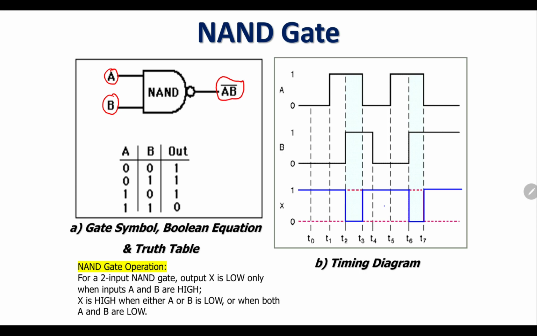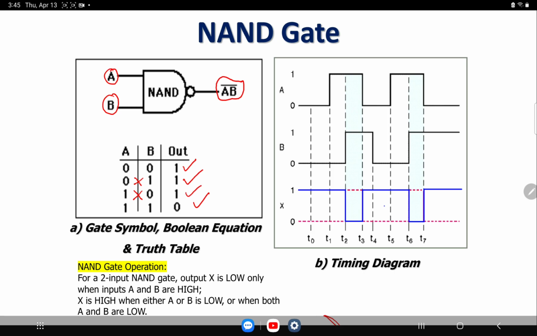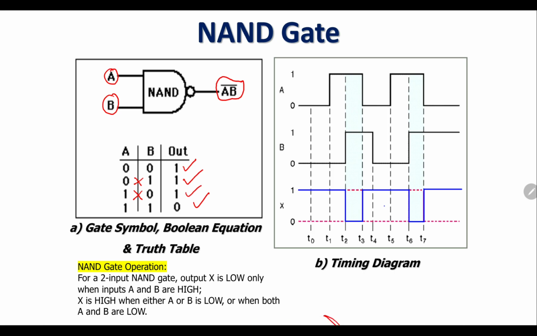If you look at the truth table, 0 times 0 is 0. So if you invert 0, it becomes 1. 0 times 1 is 0. Invert, becomes 1. 1 times 0 is 0. Invert, becomes 1. 1 times 1 is 1. When you invert, it becomes 0.